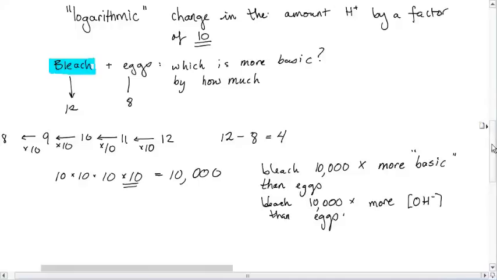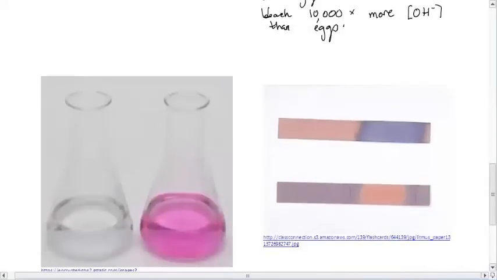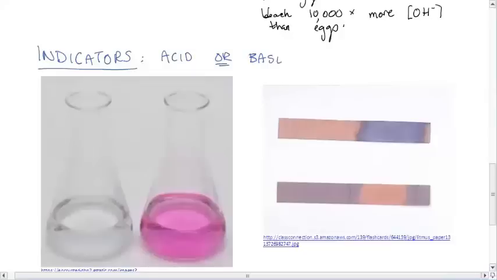Part 2 is quite simple. It's talking about indicators. Indicators in chemistry are substances that tell us about whether or not a substance is an acid or a base. So the first set of indicators are indicators that just tell us acid or base. They don't tell us whether or not we're looking at a weak acid, a strong acid, a weak base, a strong base.